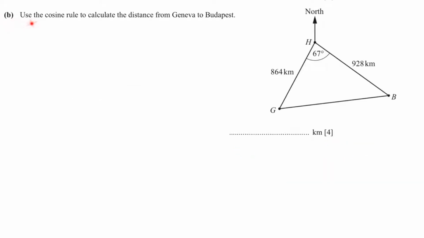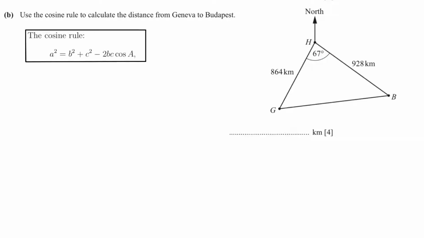Part B. Use the cosine rule to calculate the distance from Geneva to Budapest. 2 sides have been given and 1 included angle. So this is the cosine rule. Whenever you want to find the side, you must have the opposite angle. So A is going to be your GB. So we'll just replace what we have. B and C will be either 864 or 928. It doesn't make a difference.